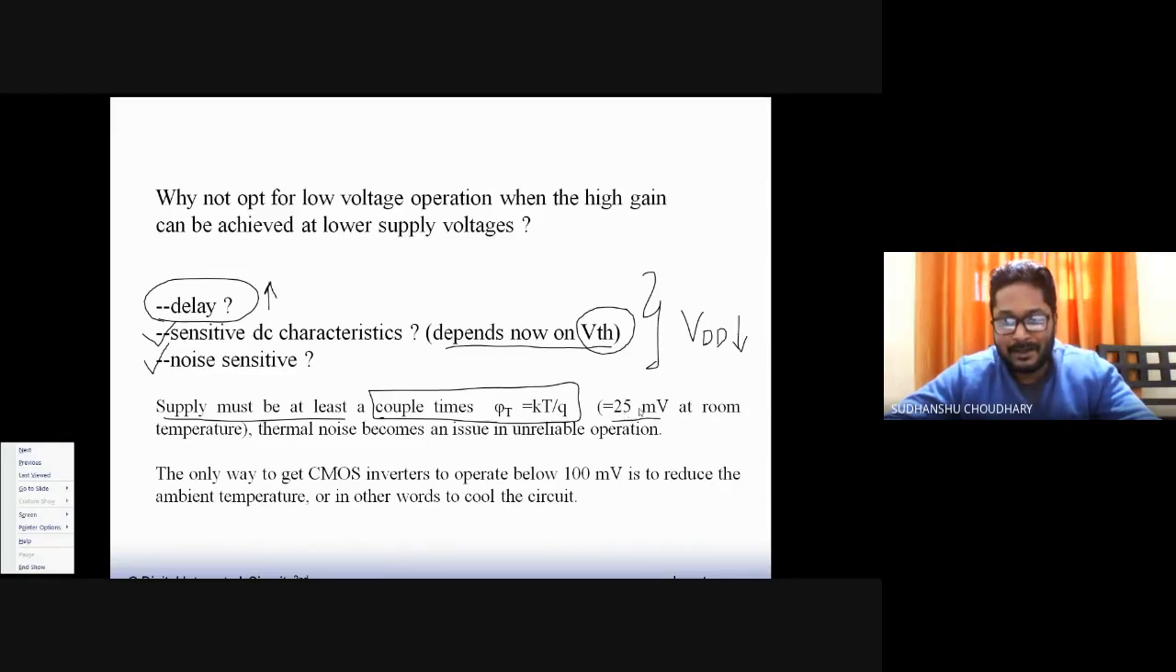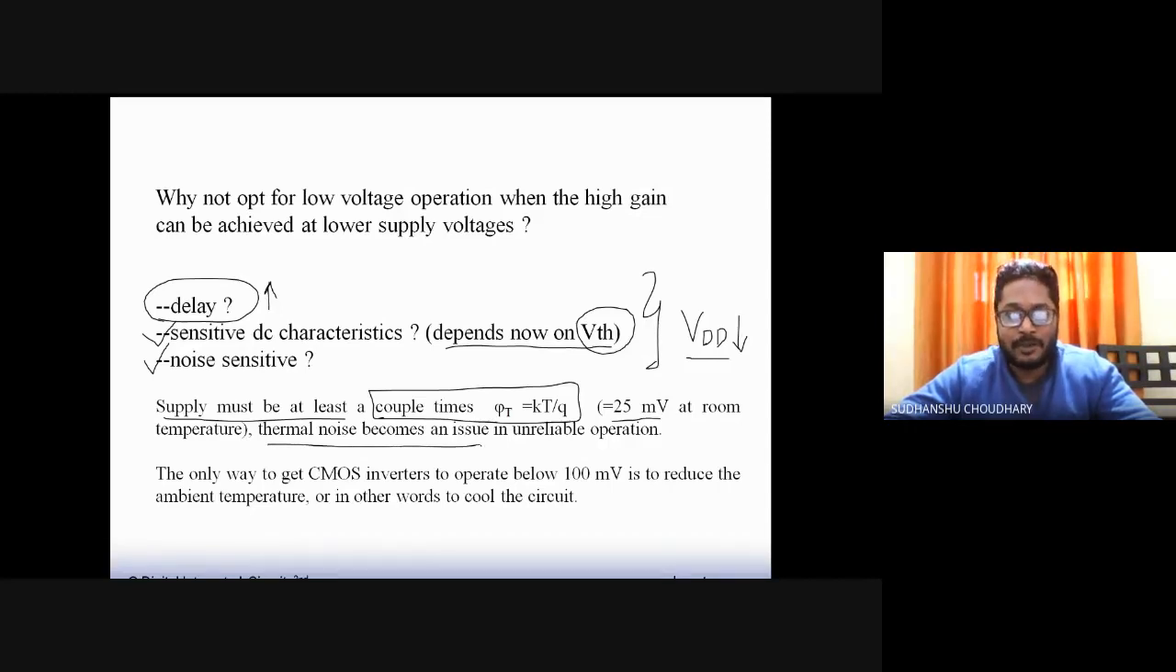Normally it is said that it should be 4 times larger than this kT/q. That means 100 millivolts at least. That is, VDD should be at least 100 millivolts, to ensure that thermal noise does not become an issue, because the system noise does not scale with VDD scaling, or maybe the device scaling.